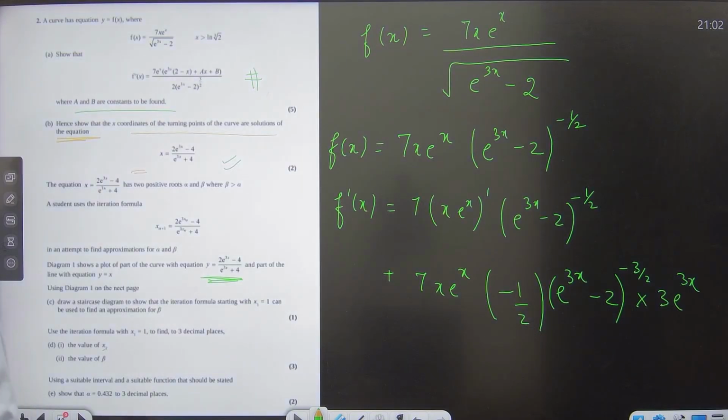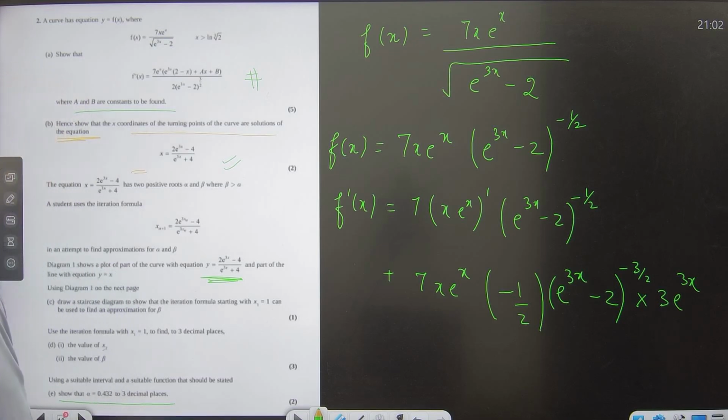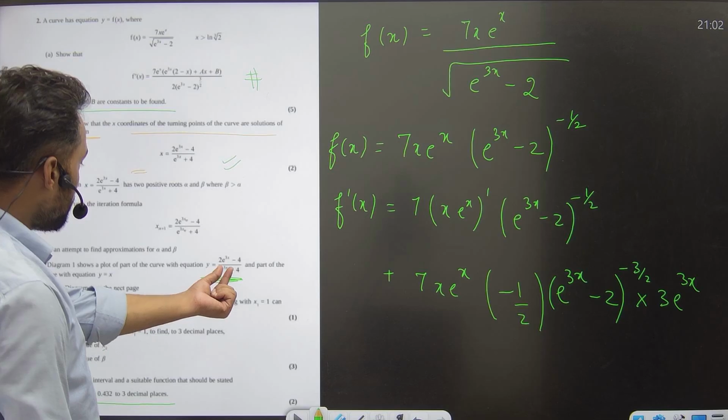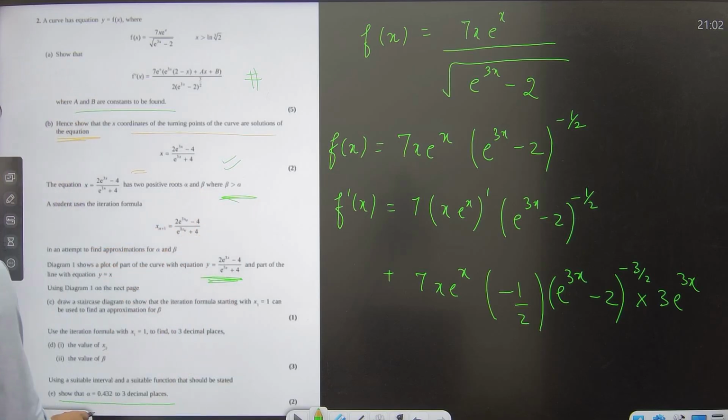Now in the next part, students, they have told us to show that alpha is equal to 0.432 to 3 decimal places. Use a suitable interval and a suitable function. Okay, so if I take alpha as 0.432, beta is greater than alpha in the question. And we need to show for this particular function that alpha is 0.432.